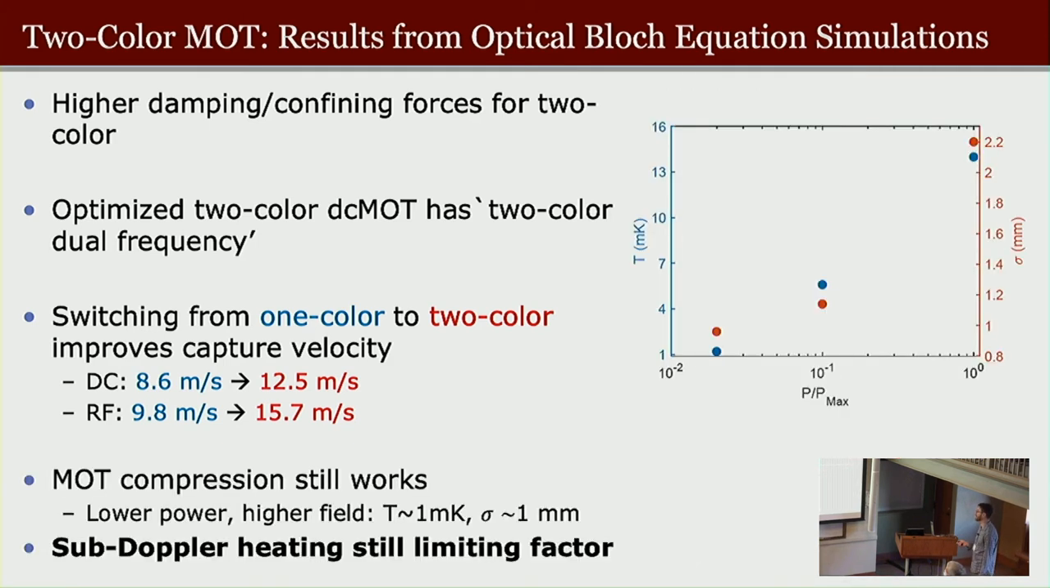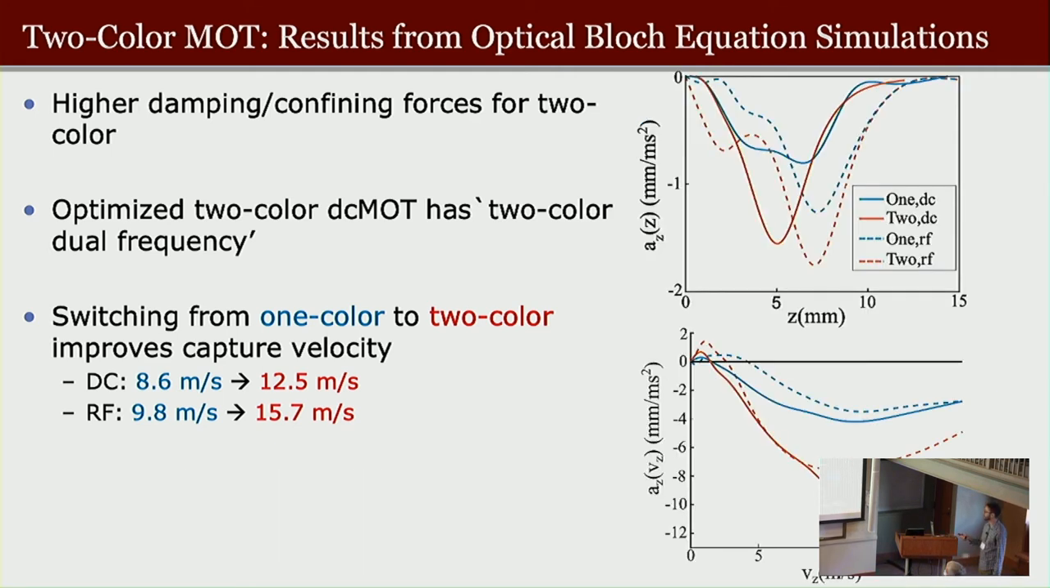We also see that as we lower the power in our simulation, this idea of MOT compression still works. As we lower the power, both the size and the temperature of the cloud go down, and we can reach similar values of 1 millimeter and 1 millikelvin. The limiting factor is still sub-Doppler heating, which still exists even for these two-color systems.